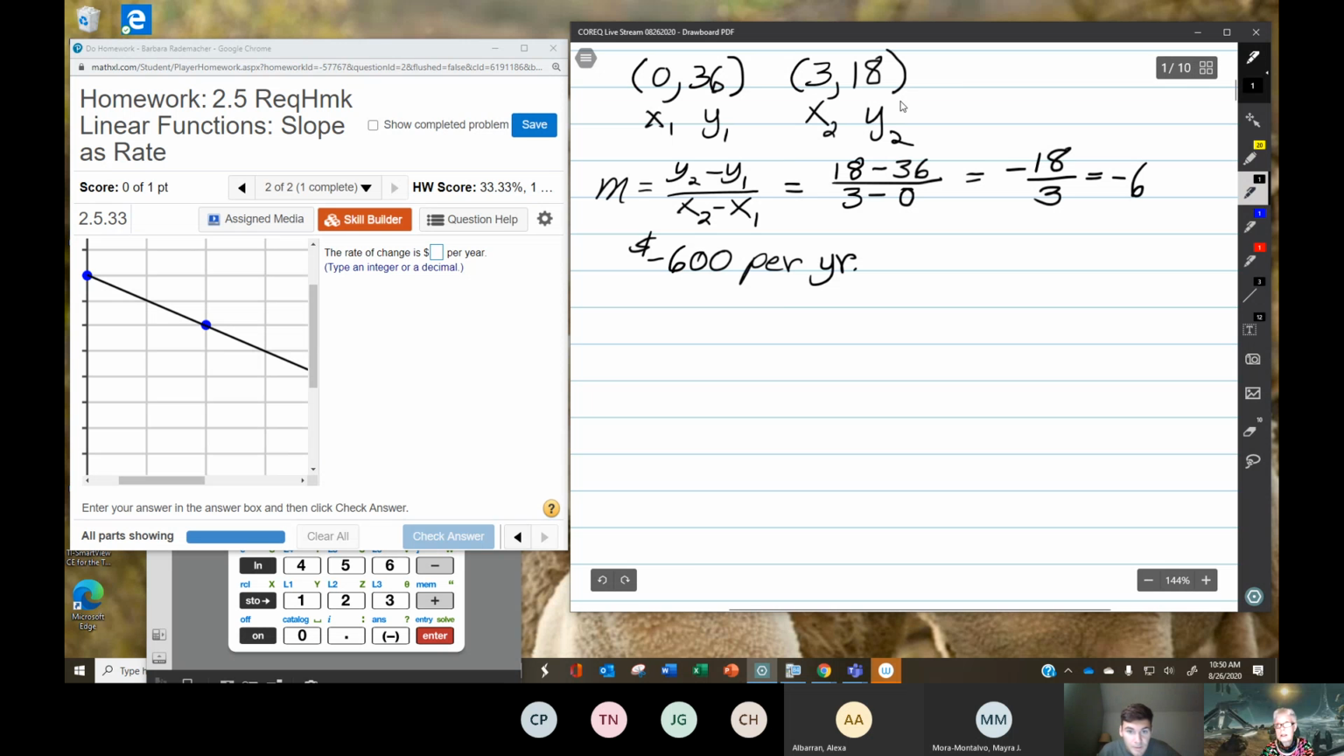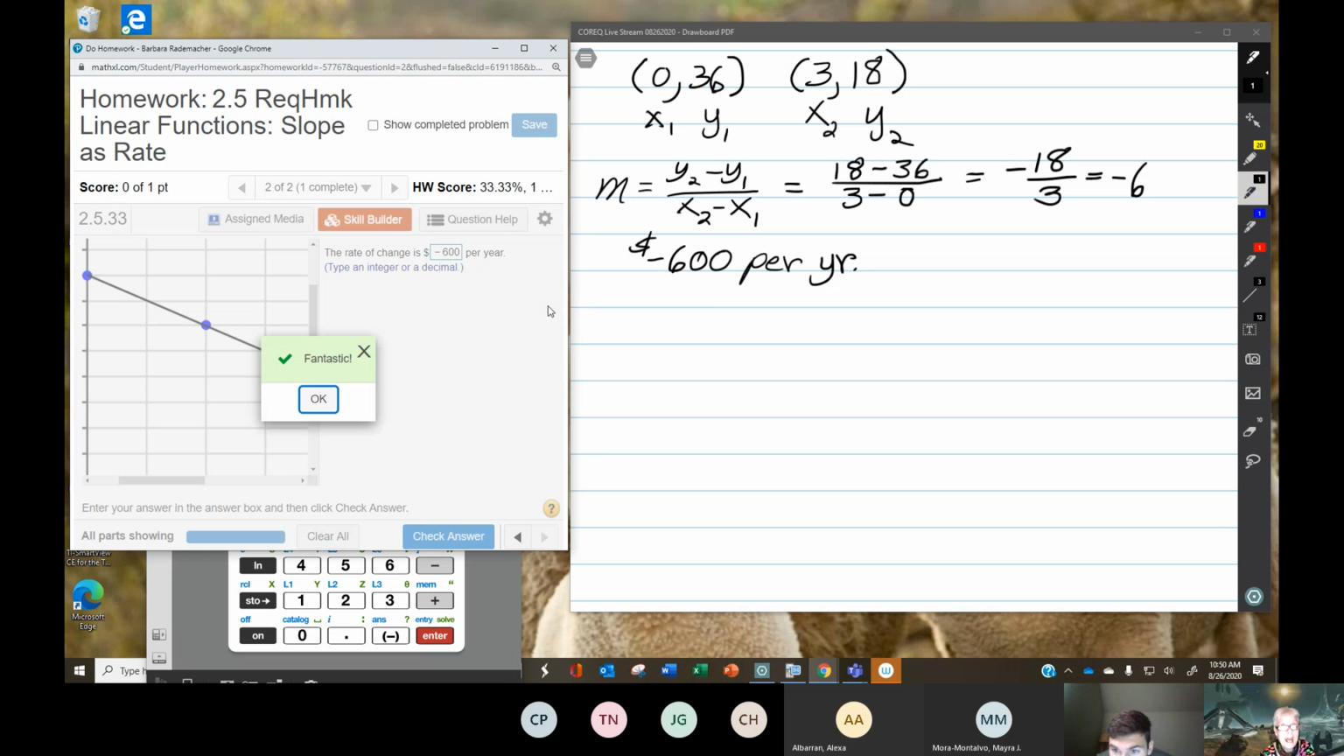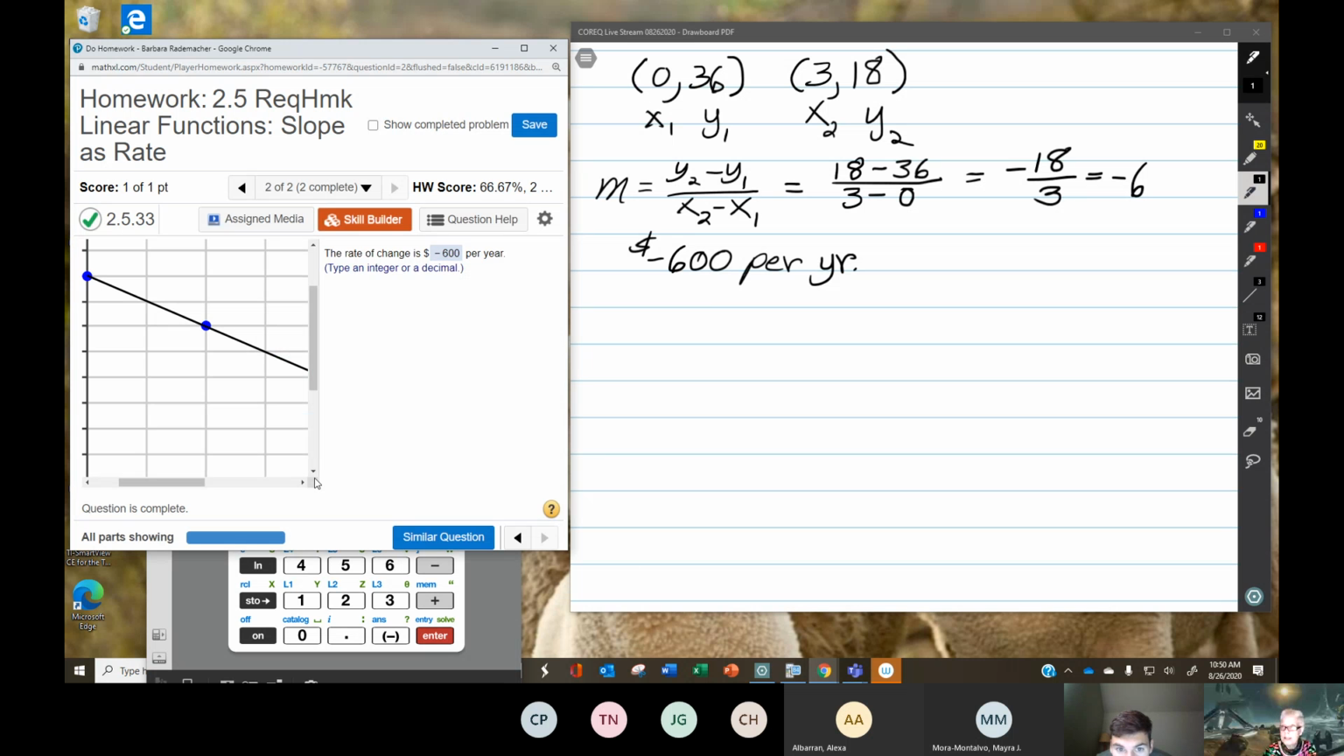Okay? Anyone want to discuss this? I'll put this in here and just make sure. How about negative 600? Yeah! I'll like it as long as it doesn't tell me I'm wrong.